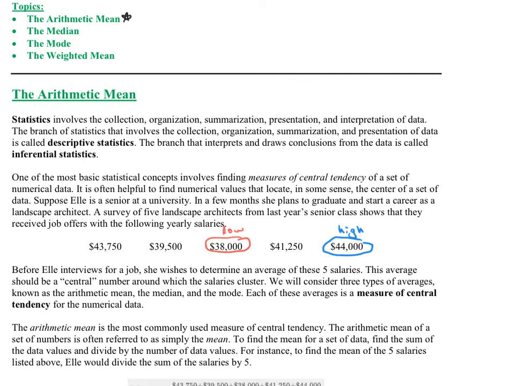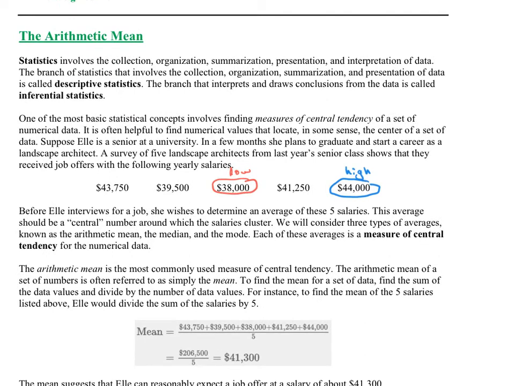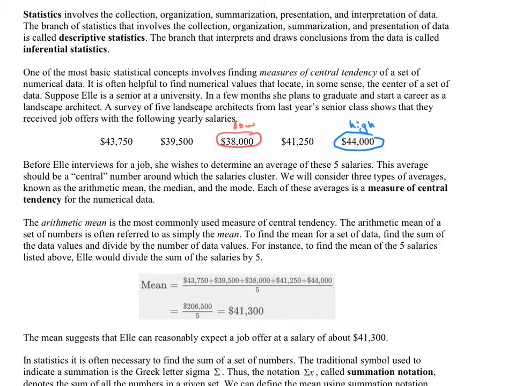It says before Elle gets interviews for a job, she wants to determine an average of these 5 salaries. This average should be a central number around which the salaries cluster. We will consider 3 types of averages known as the arithmetic mean, the median, and the mode. Each of these averages is a measure of central tendency for the numerical data. The arithmetic mean is the most commonly used measure of central tendency. It is often referred to as simply the mean, which you know as the word average.